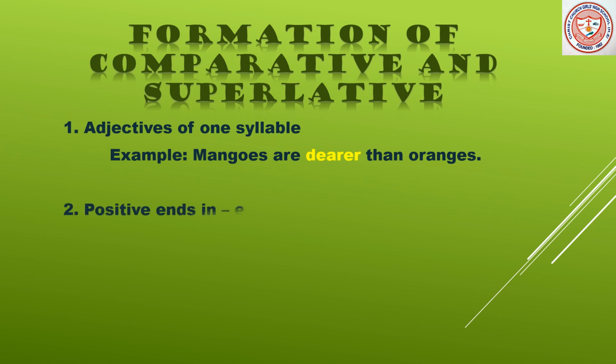Next rule: positive ends in E. That means when the positive ends in E, only R and ST are added to form the comparative and superlative degree, like able, abler, ablest, wise, wiser, wisest. Example: what is the example over here? Raman is the wisest of all the boys.